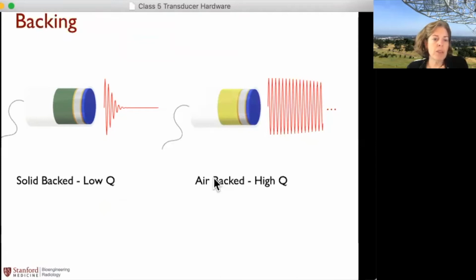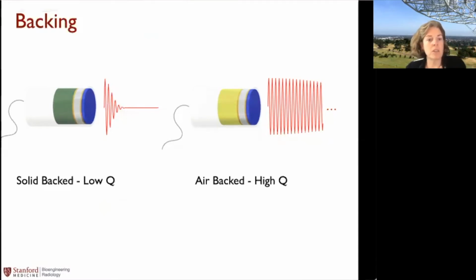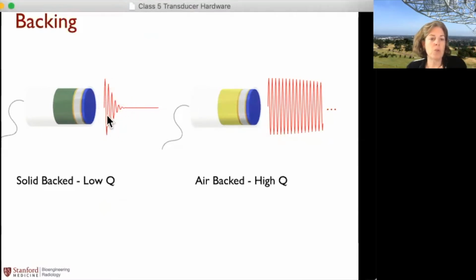Next, we're going to talk about the backing layer. So it might be a solid backing layer. And then the effect that's going to have is to damp down the sound. It's almost like the tuning fork where you put your hand on it. It's going to damp it down. So it's going to make it sort of low Q. And that's as opposed to the air-backed system. This one is not going to damp down the crystal, which instead is going to ring and ring and ring and keep on ringing. And then that's going to have a very high Q. So that's air backing.